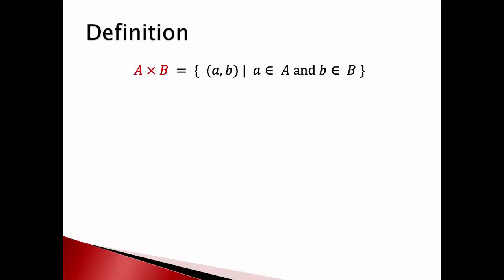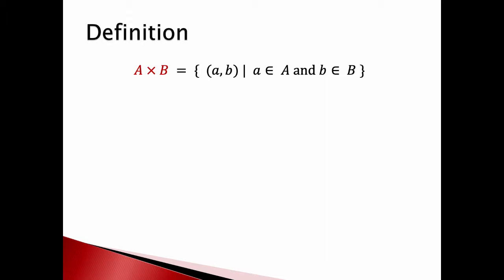So first off, definition. If you have two sets, A and B, then we can make a new set that consists of ordered pairs. So every element of this new set, A cross B, or A times B, will be an ordered pair where the element in the first slot will come from the first set, say A, and the thing in the second slot of the ordered pair comes from B.